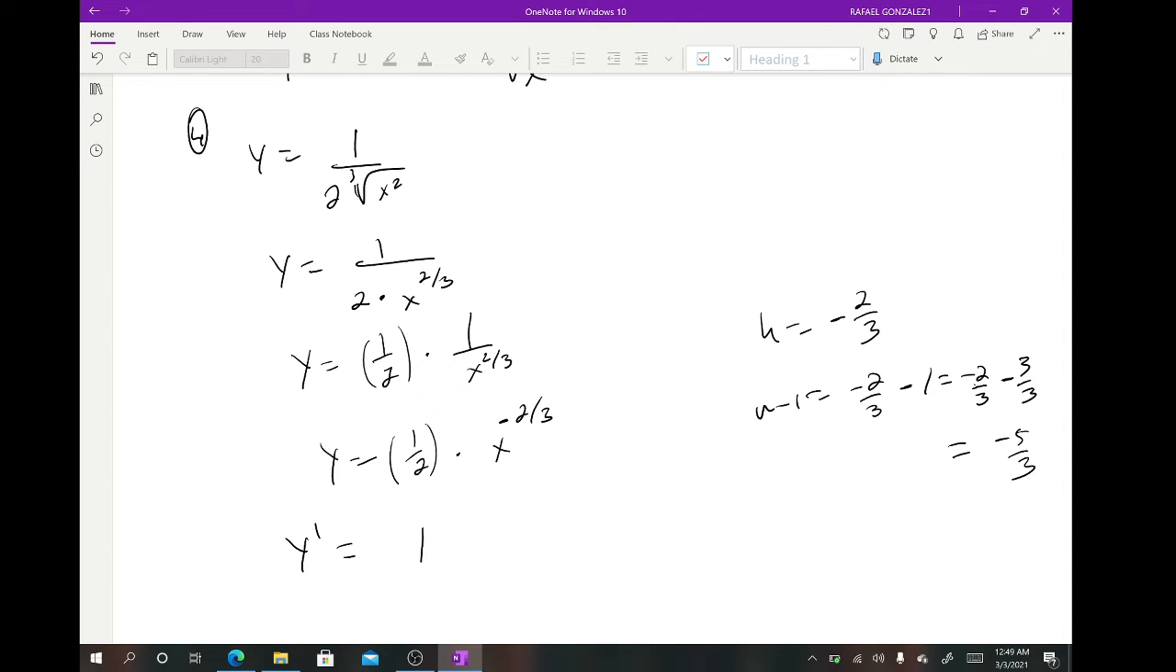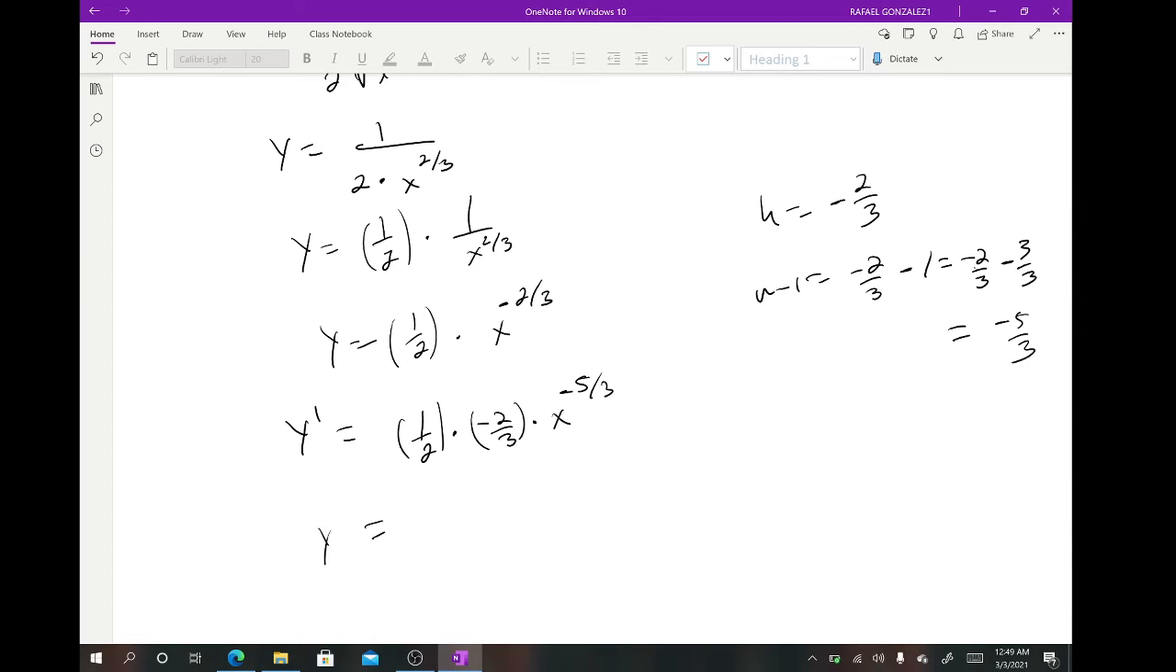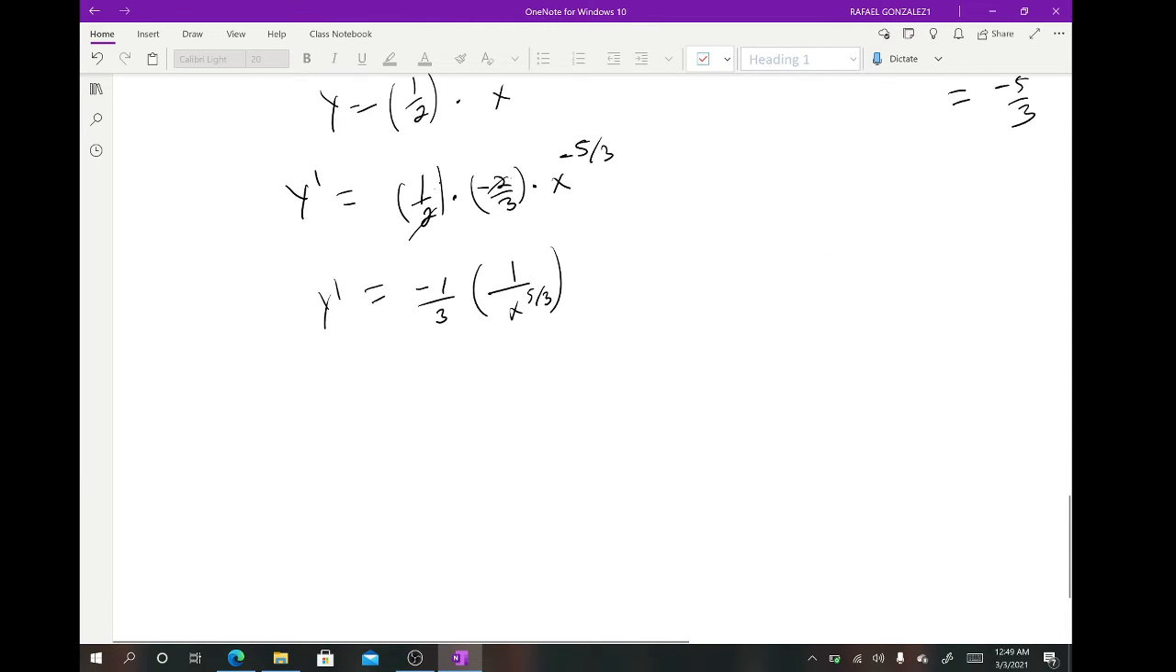So y prime is really equal to 1/2 times minus 2 over 3 times x to the power minus 5 over 3. And then you could combine this. You could do the multiplication. Again, when you multiply fractions, you multiply across. So this is going to be minus 2. Actually, you could even cancel. This is going to be minus 1 over 3 times 1 over x to the 5 over 3. Which just means that the derivative is going to be equal to minus 1 over 3x to the 5 over 3.